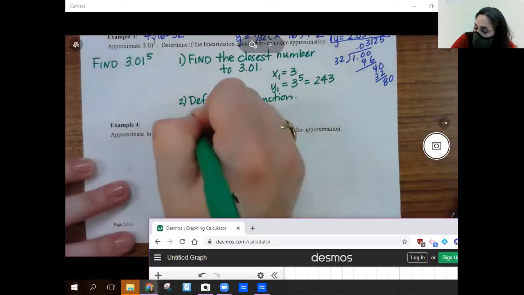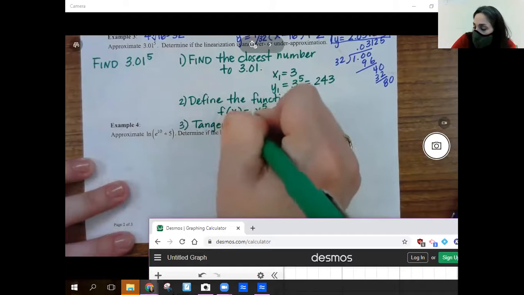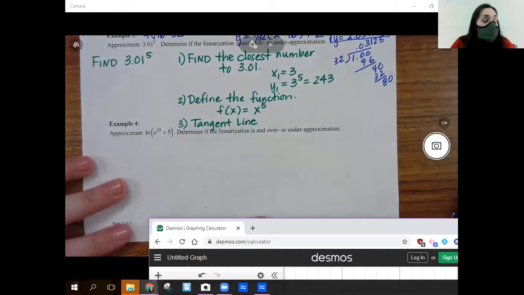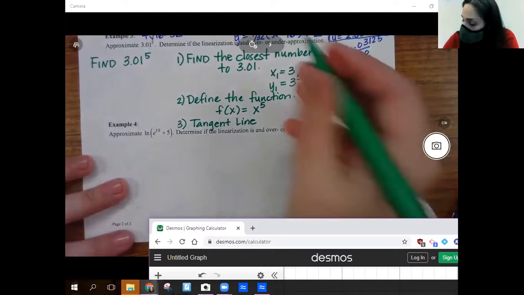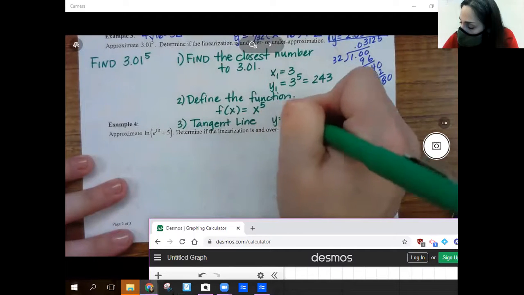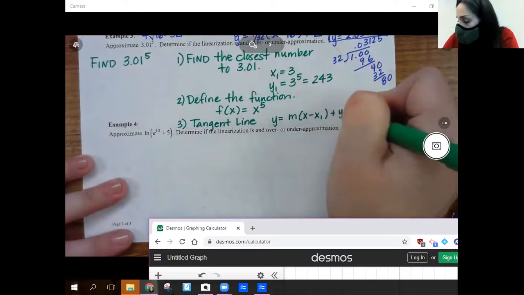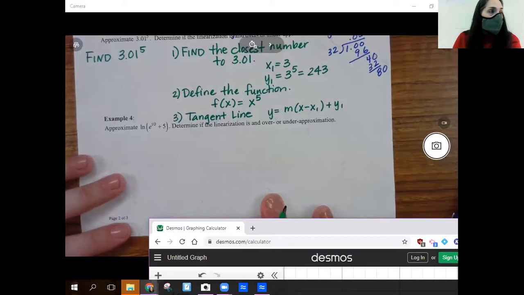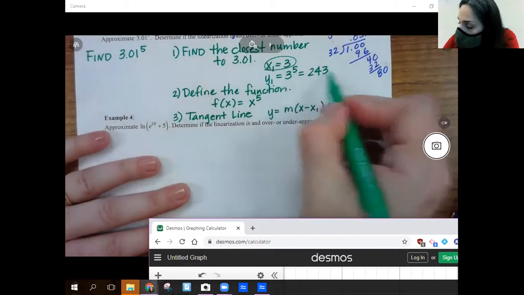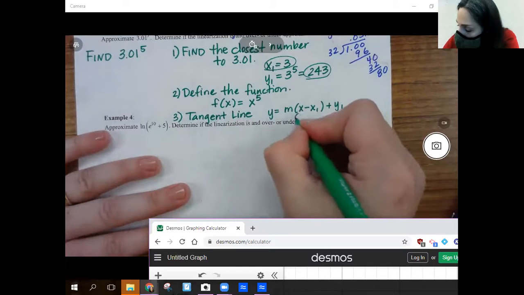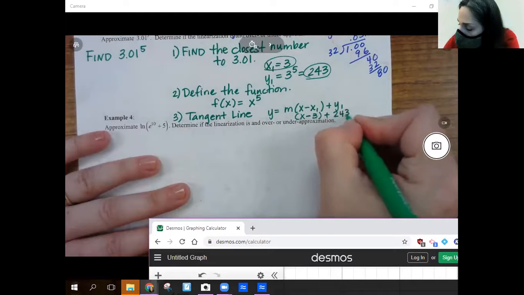Third step is to now create a tangent line that's going to allow you to do this approximation and be pretty accurate at it. All right, so y equals m times x minus x sub 1 plus y sub 1. Your x1 and your y1 are the 3 and the 243. So this will be x minus 3 plus 243.